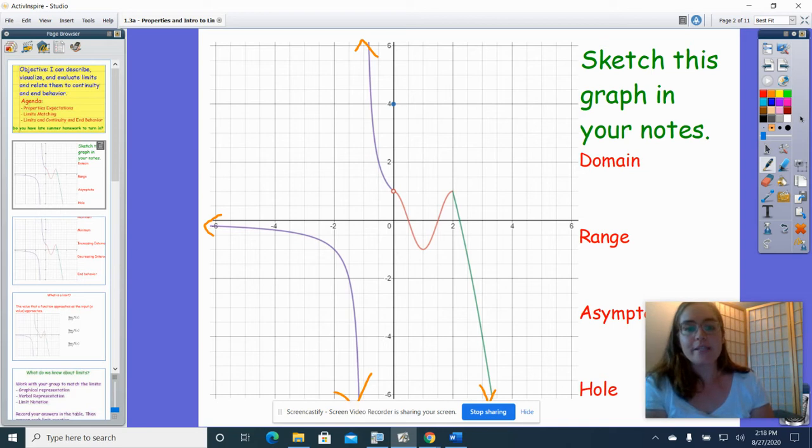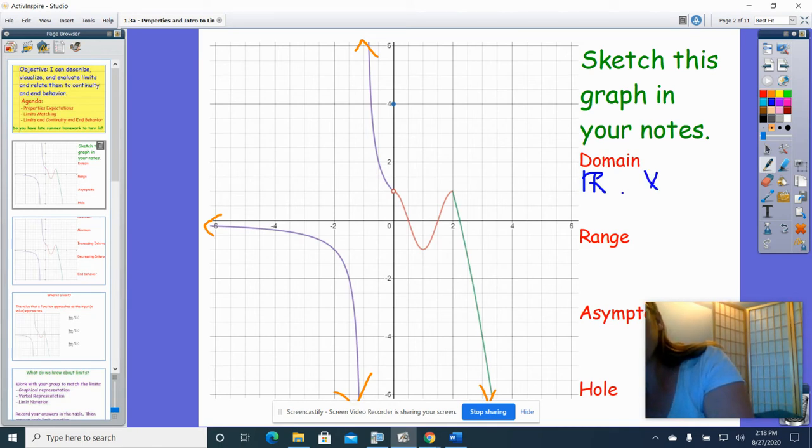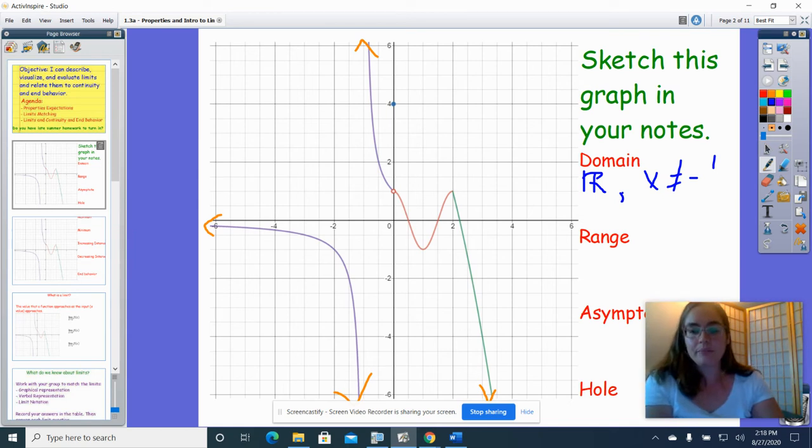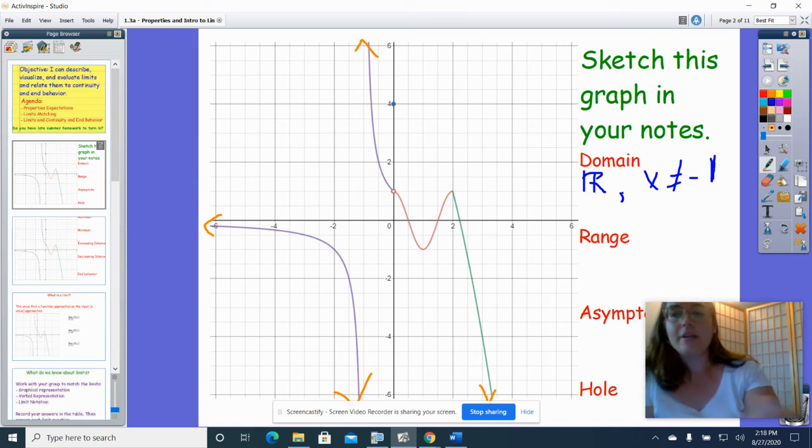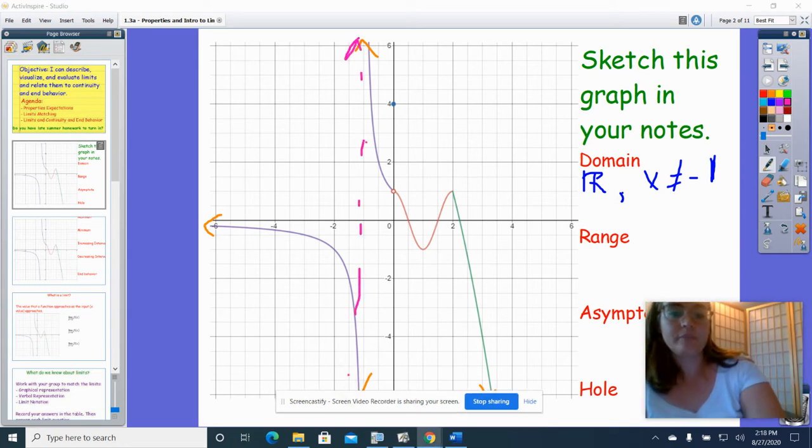So we can see that the domain is actually all real numbers except for -1. So -1 is not a part of the graph. There is a discontinuity right there. But all the other portions, all the other x values are covered.